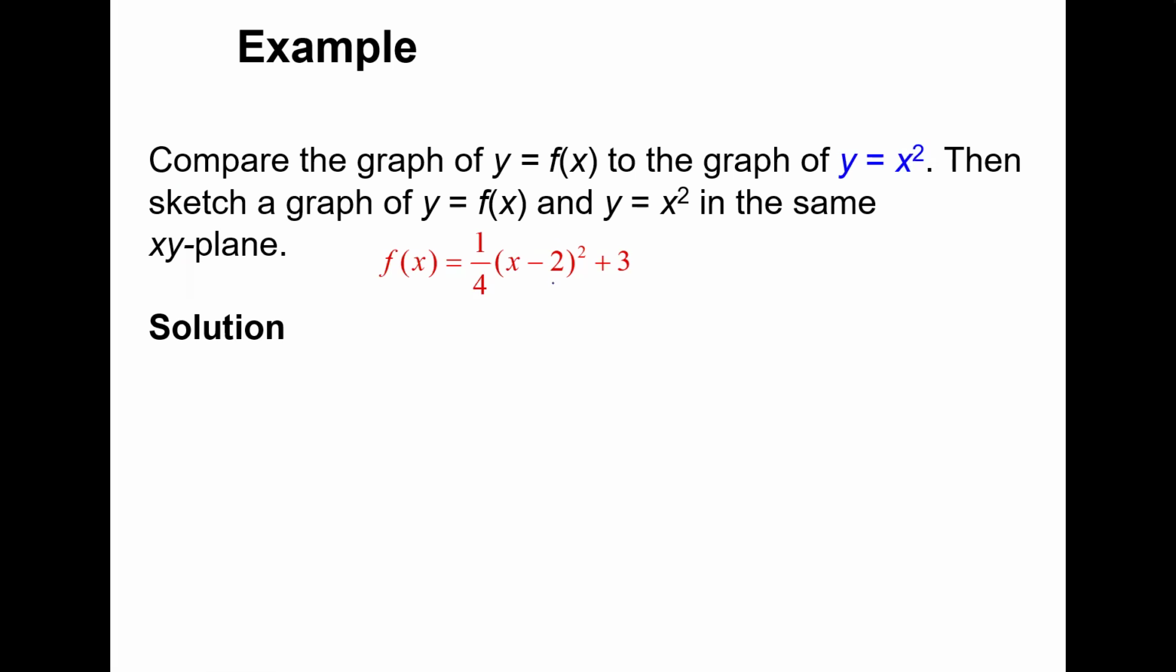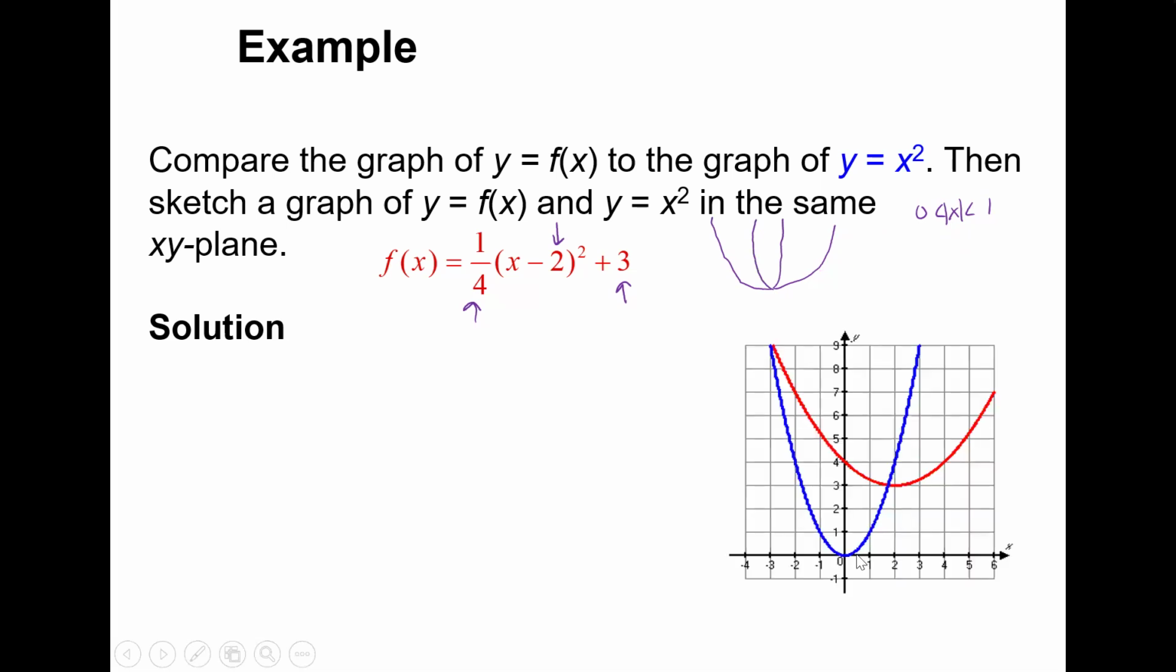All right, so what do we know is happening? Well, we're going to move right 2, we're going to move up 3, and with the quarter, it's going to be wider. So it's gone out because, remember, between 0 and 1, the absolute value, I guess we could look at it as that, it's going to make it flatten out more, because if we have bigger values, it's going to go more narrow. Okay, so what we can see is it is wider and we've moved over 2, up 3. And so that's our vertex now.